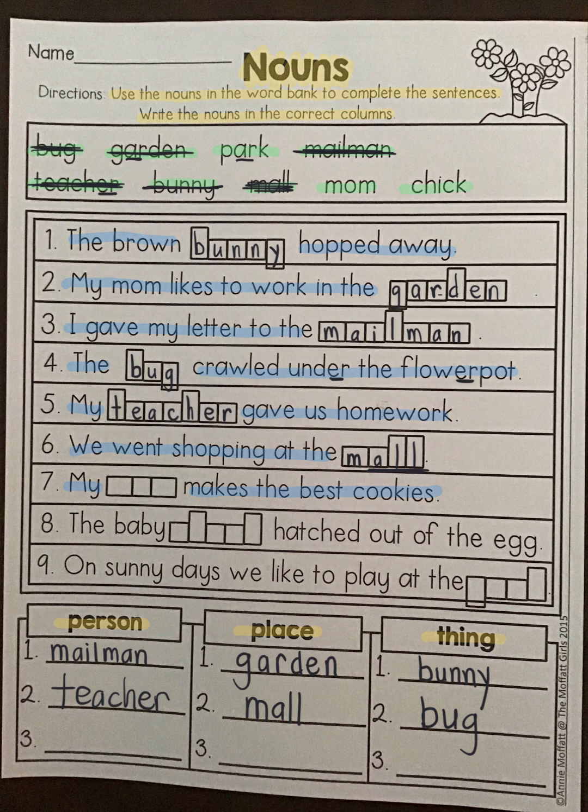Number 8 says, the baby blank hatched out of the egg. The baby park hatched out of the egg, the baby mom hatched out of the egg, or the baby chick hatched out of the egg. Number 9, on sunny days, we like to play at the park, mom, or chick.